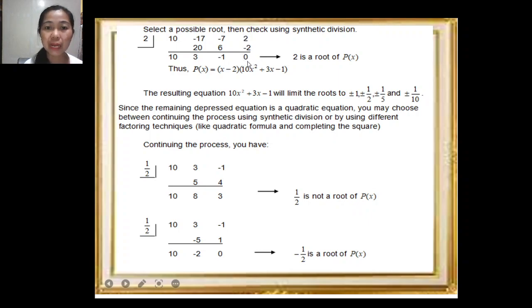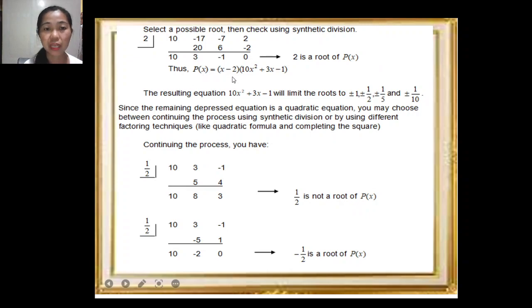So, kapag napalabas mo na 0 yung remainder, ang ibig sabihin natin, yung ginamit mong root, yung 2, siya ay root ng P of x. Ayan. Pero kung hindi lumabas na 0, yung 2, hindi siya root ng P of x. Okay? Kapag ang remainder ay 0, that c is the root of the polynomial.